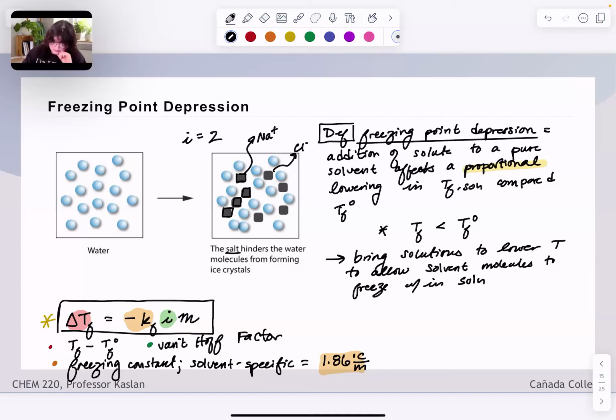Which lastly leaves us with our most beloved, m. I hope you can hear the sarcasm in my voice. Now, molality is fine, but it's not my particular favorite unit because I'm a chemist and I like molarity. So molality, this is our concentration of solute in moles per kilogram solvent.